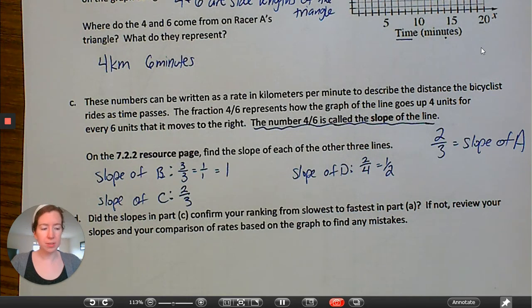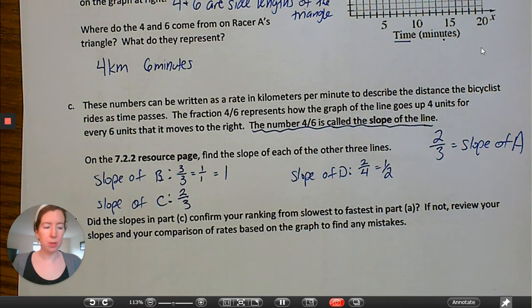Now go back to what you said up here at the top. When you put them in order from slowest to fastest, did you make the right choice? How can we tell based on our slopes? Well, the bigger your number, the steeper the line, which means the faster that person was traveling. Right before we used to talk about growth and how fast it was growing. The steeper the line, the quicker it's growing. So the bigger the slope, the steeper the line, the faster the person.